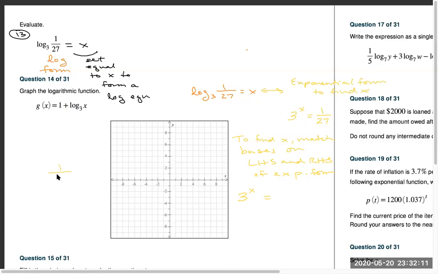So 1/27, that's 27 is 3 cubed. So this is actually going to be 1 cubed over 3 cubed, which is 1/3 cubed. We still don't have a base completely of 3, right? So use your knowledge of negative exponents to help you here. That's going to be 3/1 to the -3rd power, which is just 3 to the -3rd.